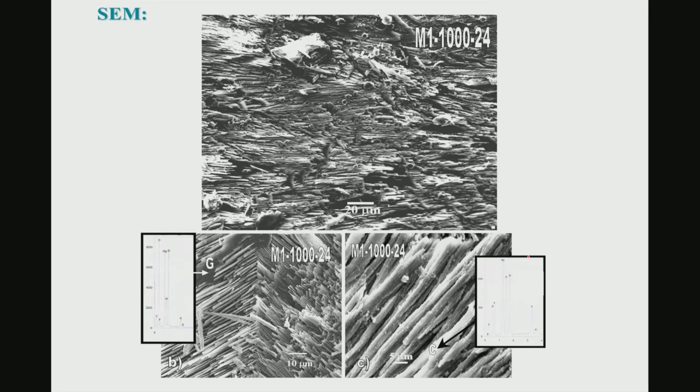Now, in terms of morphology, what we see is that these mica straw-like crystals are forming not only in one direction, but also in different directions, depending on whether these materials are crystallized or ceramized at 1000 degrees Celsius for 24 hours.